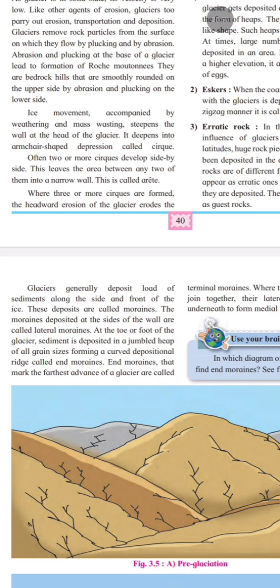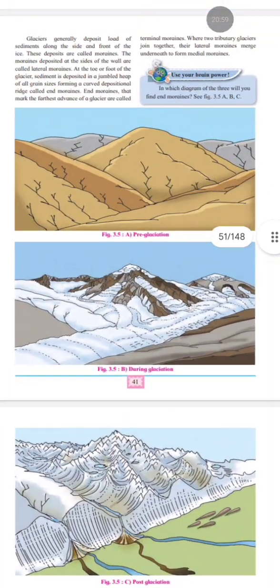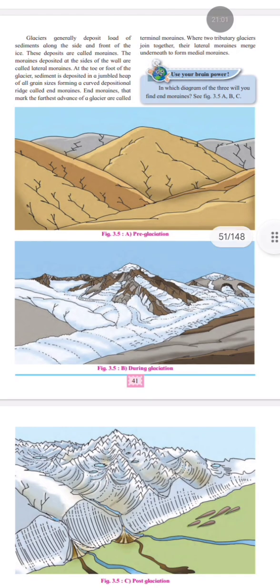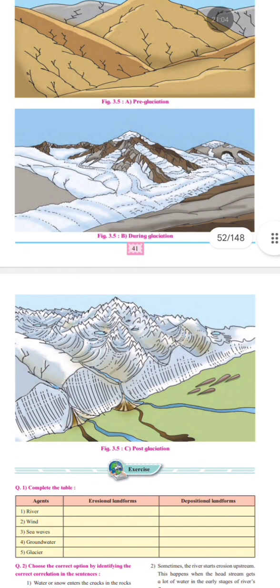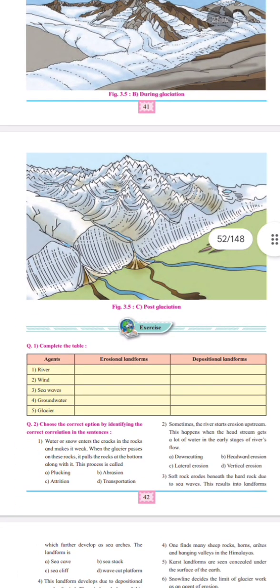Medial moraine is the last one. When two tributary glaciers join, their lateral moraines merge and form a medial moraine. You can see here figure 3.5a pre-glaciation, figure 3.5b during glaciation, and figure 3.5c post-glaciation. So here we are done with the chapter.